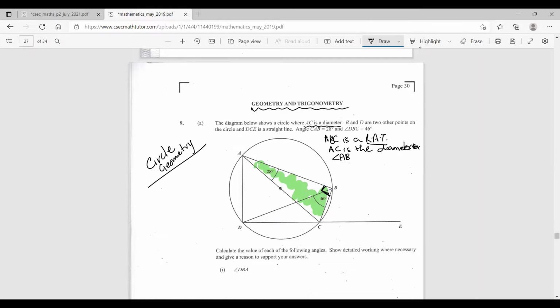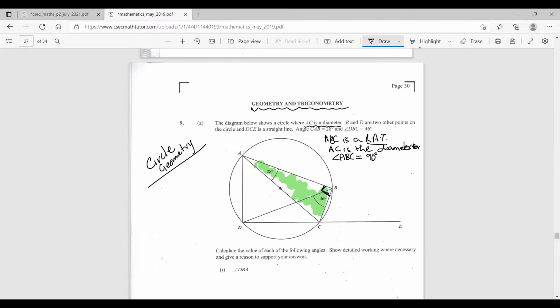Angle ABC will be equal to how much? 90 degrees, right? For a right angle triangle. And so yeah, that's one thing that we identified.